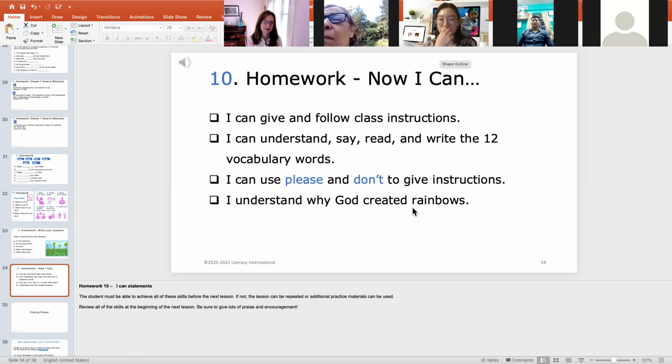Maybe they are not sure about that word rainbow, or maybe they can't understand the word created. So you'll point them back where they can find the answers to that. And then at your next class session, you can talk about that a little more and make sure that they do understand.